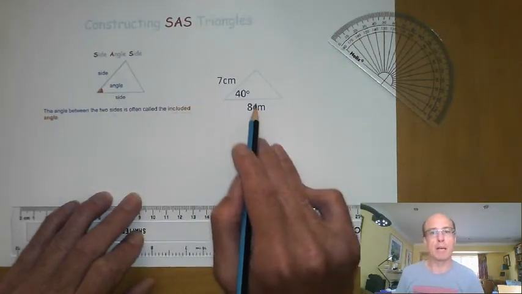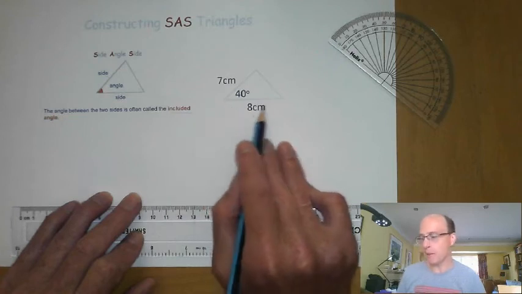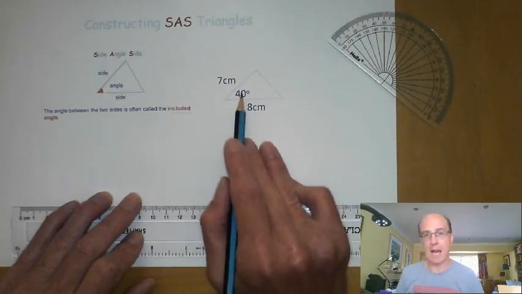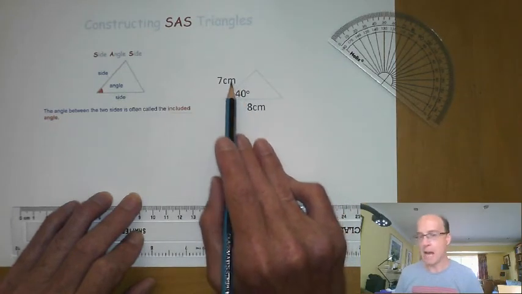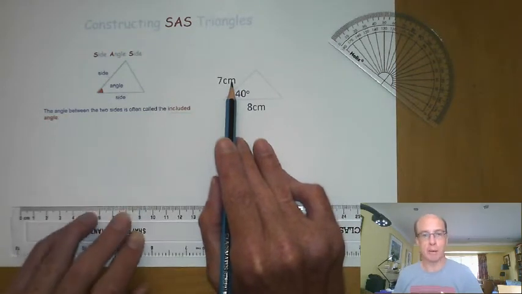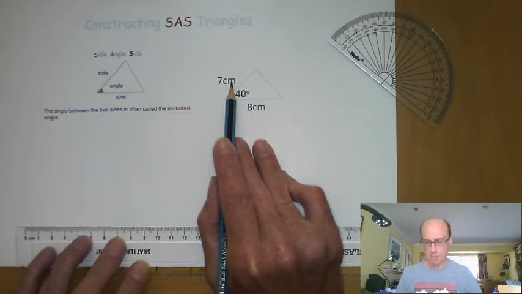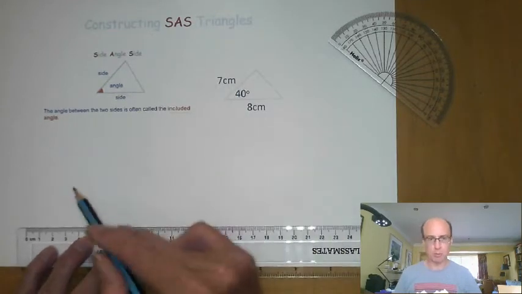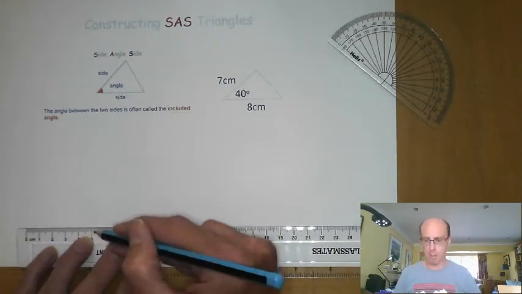The example we're going to look at is this one here. We've got a base of 8 centimetres, we've got an angle of 40 degrees, and we've got a second length of 7 centimetres. I'm going to start off with my base. I'm going to make sure I'm giving myself enough space to draw the triangle, so I'm going to draw that quite near the bottom of the paper.